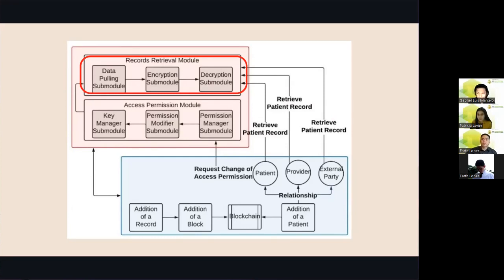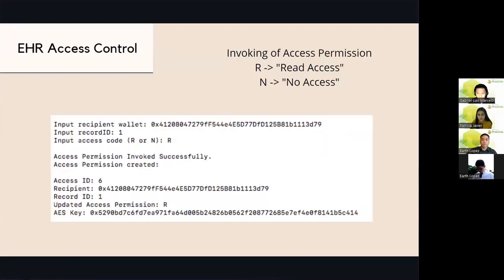The recipient then, with a shared key, will have to decipher the encrypted record through the decryption submodule to receive the information again, but in plain text. The invoking or revoking of permission of a certain record for a specific address can only be initiated by the owner of the record, wherein R represents read access when access permission is invoked, and N represents no access when access permission is revoked. Once permission is invoked, as shown in the figure, a key corresponding to the chosen algorithm is created, which the recipient will need to open the shared record in readable format.